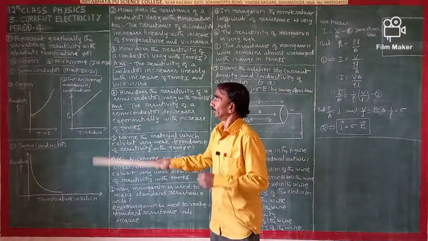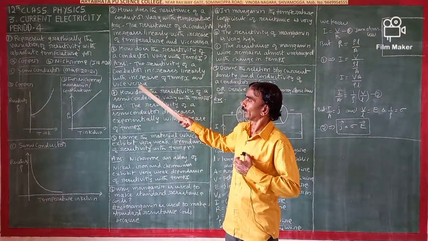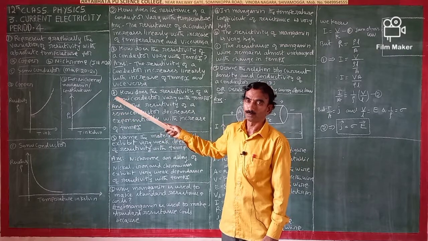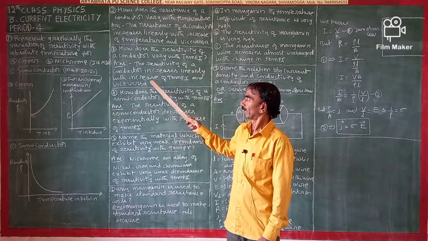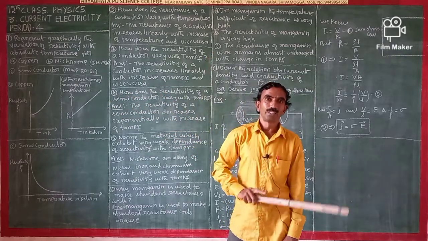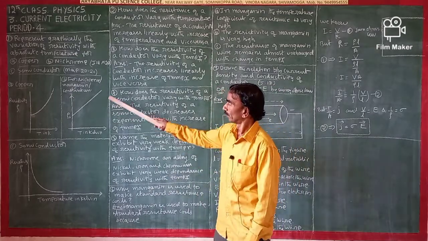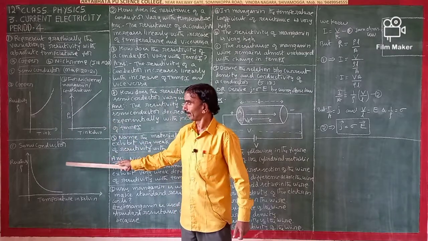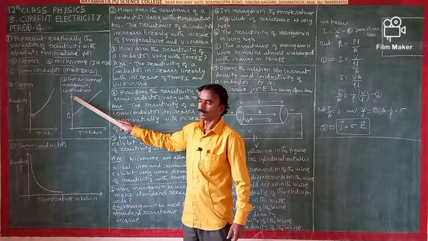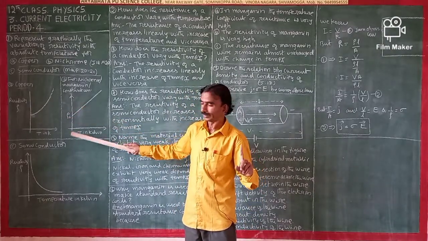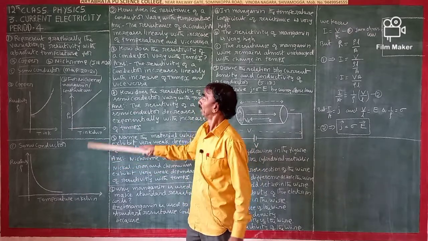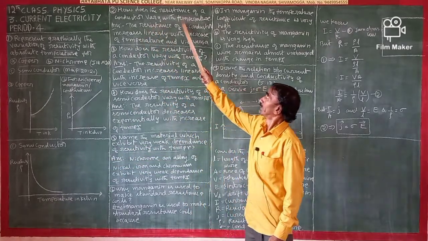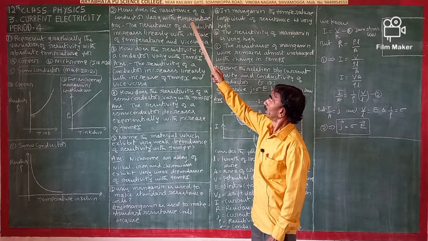Each answer I explain 3 times, and by seeing one time, and without seeing another time, you have to write it in rough. Next, you have to write this diagram by seeing one time and without seeing another time in the rough and show it. Next one is, how does the resistivity of a conductor vary with temperature?